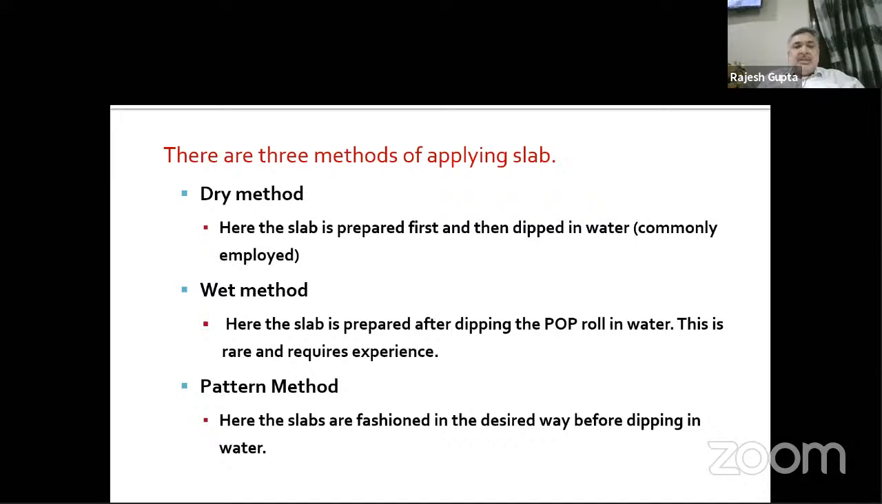Now, there are three methods of applying a slab. One is the dry method. Here, the slab is prepared first and then dipped in water. This is the commonly employed method. In the wet method, the slab is prepared after dipping the POP in water, and this is rare and requires some experience. Pattern method, here the slabs are fashioned in the desired way before dipping in water. It means we cut it to the proper shape and then dip.